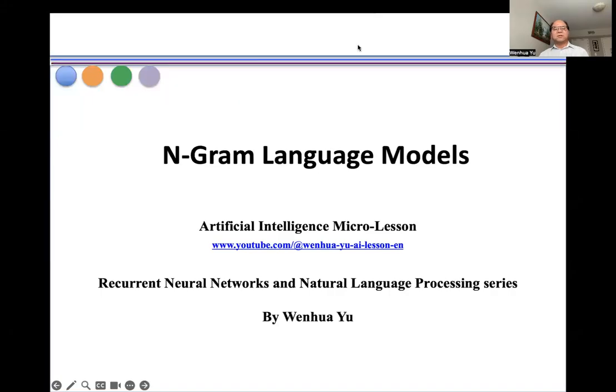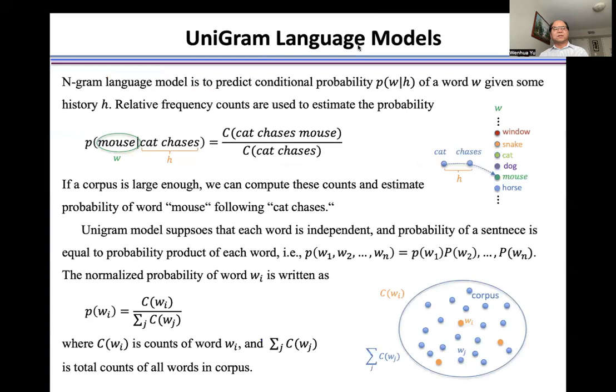In this video, I introduce N-gram language models. An N-gram language model predicts the conditional probability of word W given some history H. Relative frequency counts are used to estimate the probability.